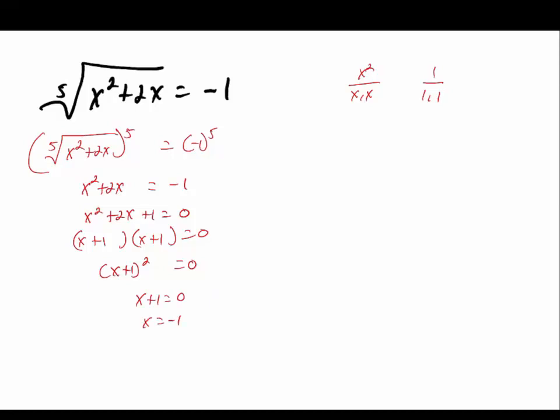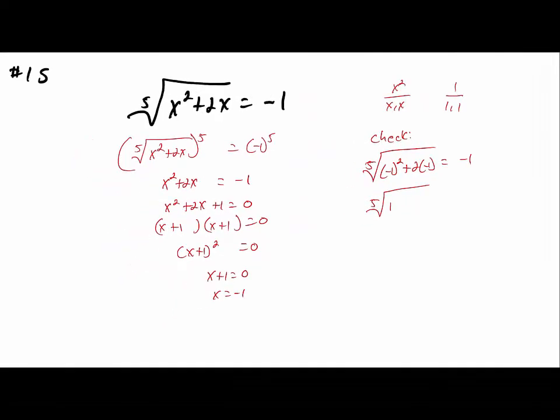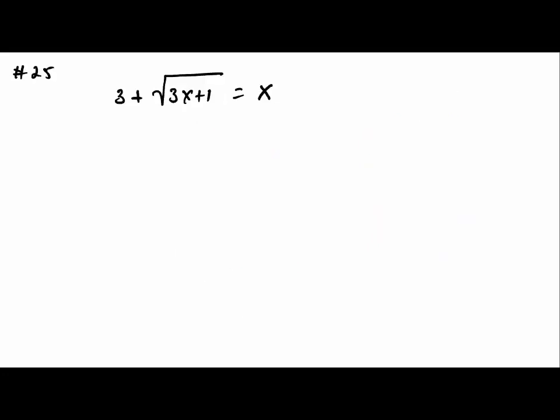Once we do that, we have to check it. And so we have the fifth root of negative 1 to the second power plus 2 times negative 1 is equal to negative 1. Negative 1 to the second power is just 1. 2 times negative 1 is negative 2. So we have the fifth root of negative 1, and we get that the answer is, in fact, x is equal to negative 1. The next one that we're going to do is number 25.